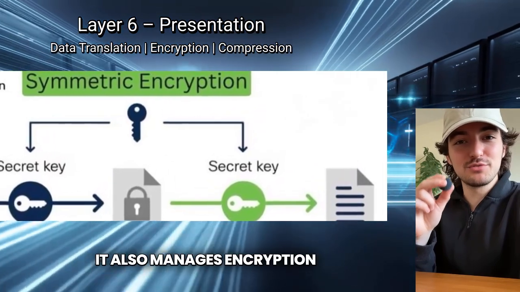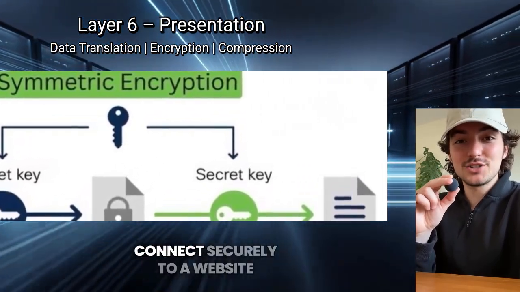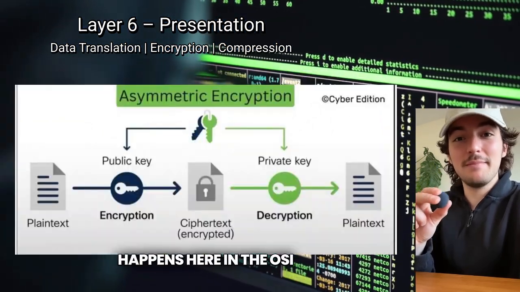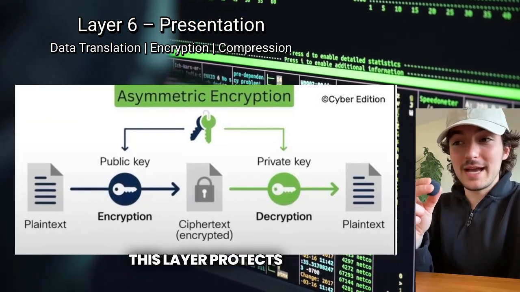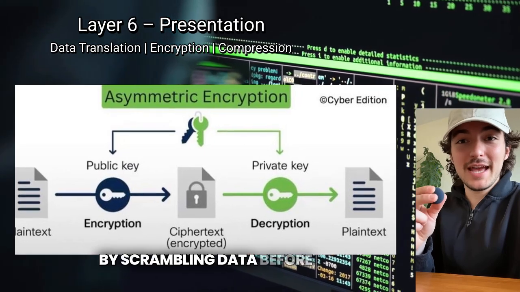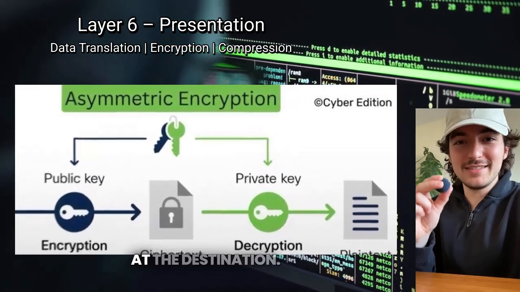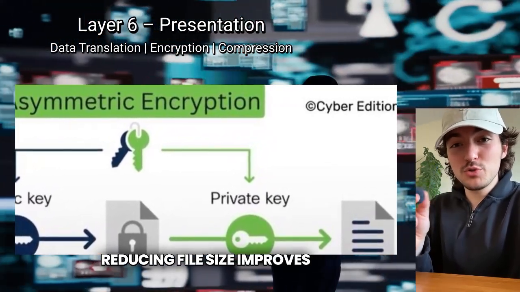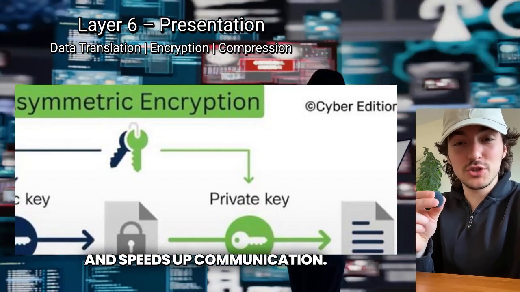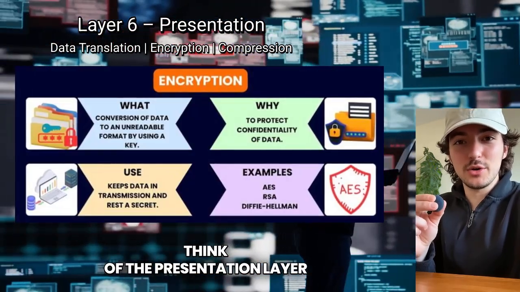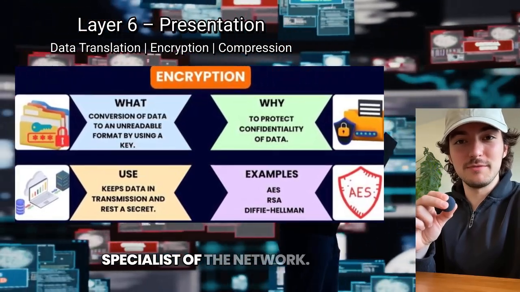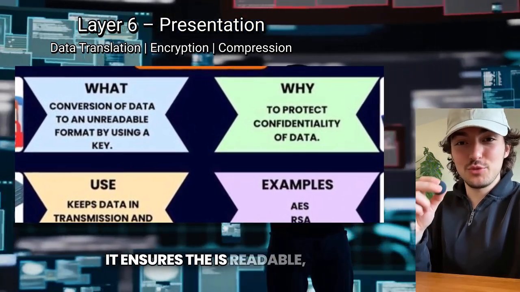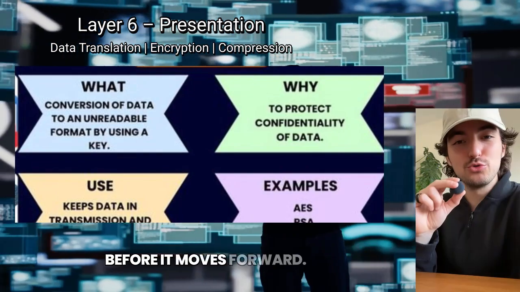It also manages encryption and decryption. When you connect securely to a website using HTTPS, encryption happens here in the OSI model structure. This layer protects sensitive information by scrambling data before transmission and decoding it at the destination. Compression can also occur here. Reducing file size improves transmission efficiency and speeds up communication. Think of the presentation layer as the translator and security specialist of the network. It doesn't decide where data goes. It ensures the data is readable, secure, and optimized before it moves forward.